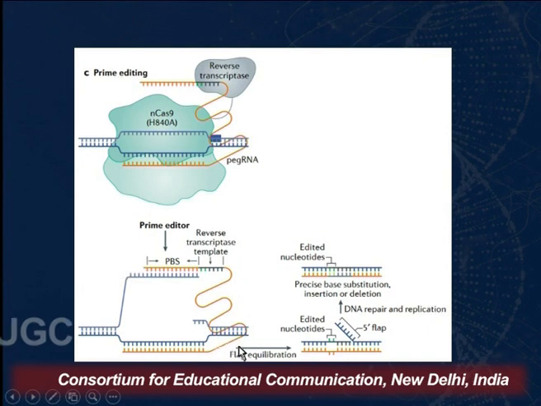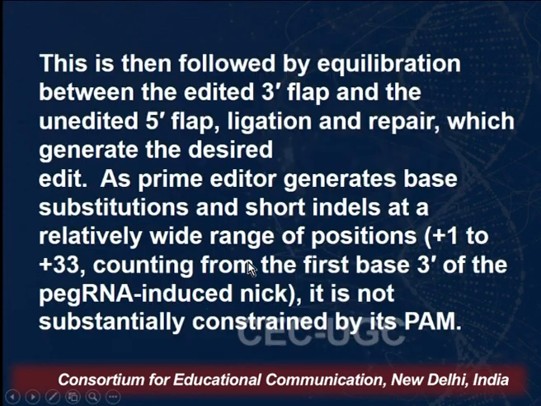So it is going to generate two different ends, a 3' flap and a 5' flap. For that the equilibrium will occur between the 3' flap and 5' flap, and it will cause the desired mutation to be incorporated into the genome. So this genome is now edited in this manner. So this is nicked, and there is a base pairing of the reverse transcriptase as well. This is then followed by the equilibrium between the edited 3' flap and the unedited 5' flap, ligation and repair, which generate the desired edit.